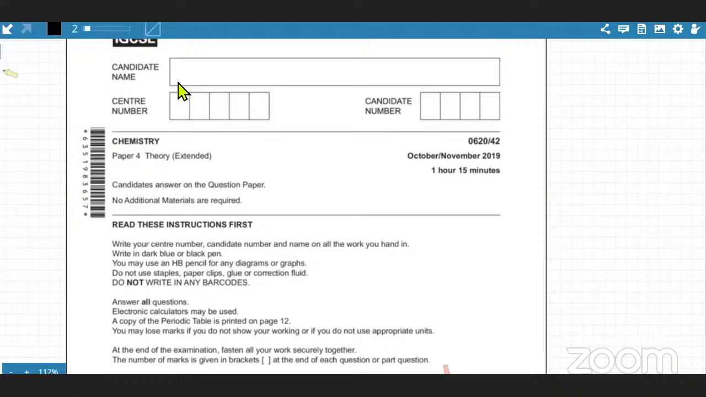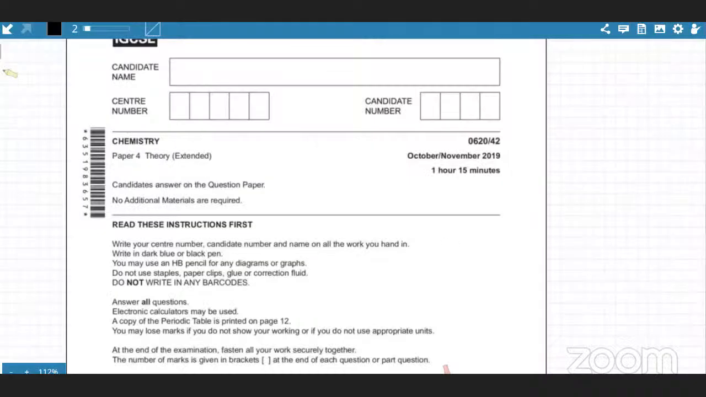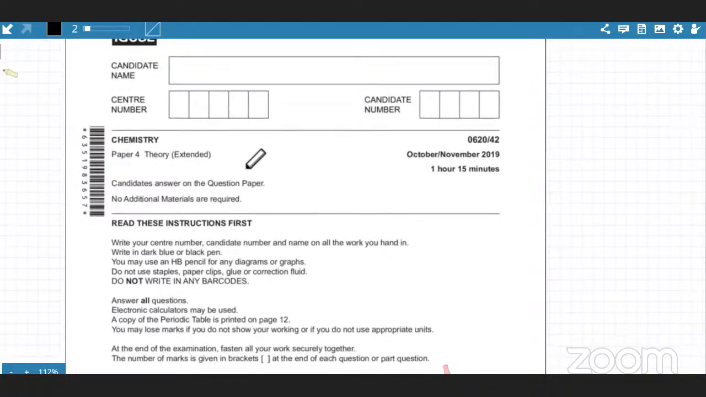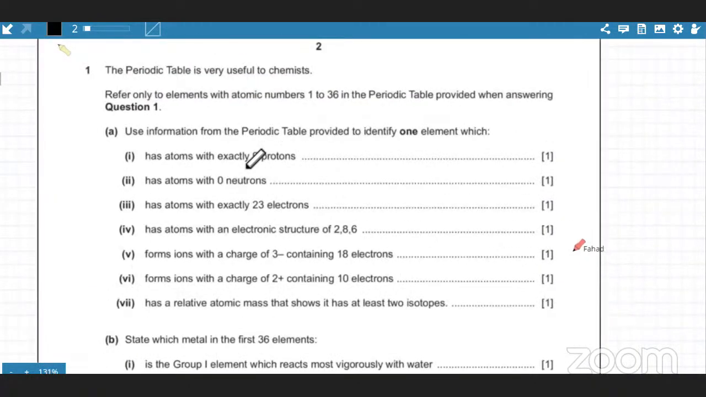Hopefully, you can see the screen. It's 0620, October, November 2019. Let me just quickly check whether the stream is visible. Now, 0620, paper 4, theory extended. That's a chemistry paper. Let's start with the first question, which is about the periodic table.